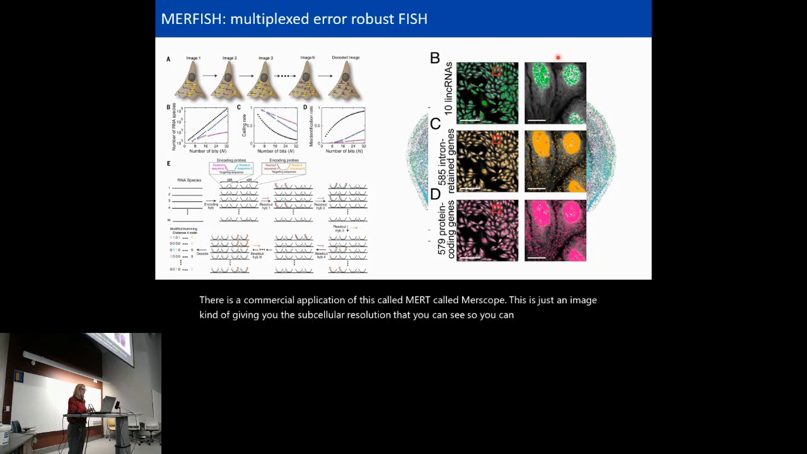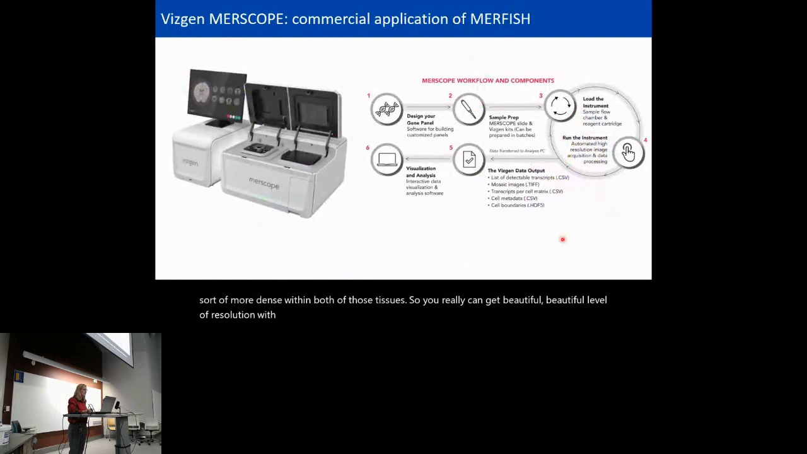So you can see one transcript in the nucleus, one transcript that's both in the nucleus and in the cytoplasm, and one that's even more dense within both of those compartments. So you really can get a beautiful level of resolution with these technologies.